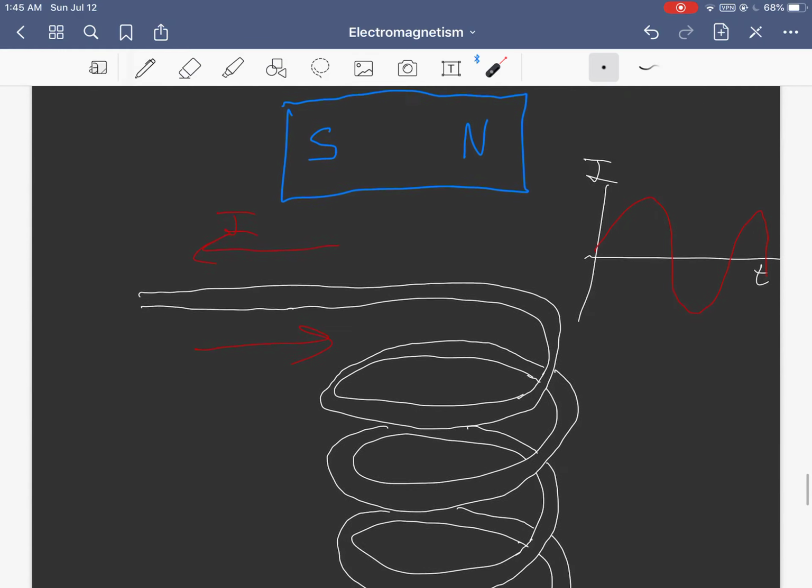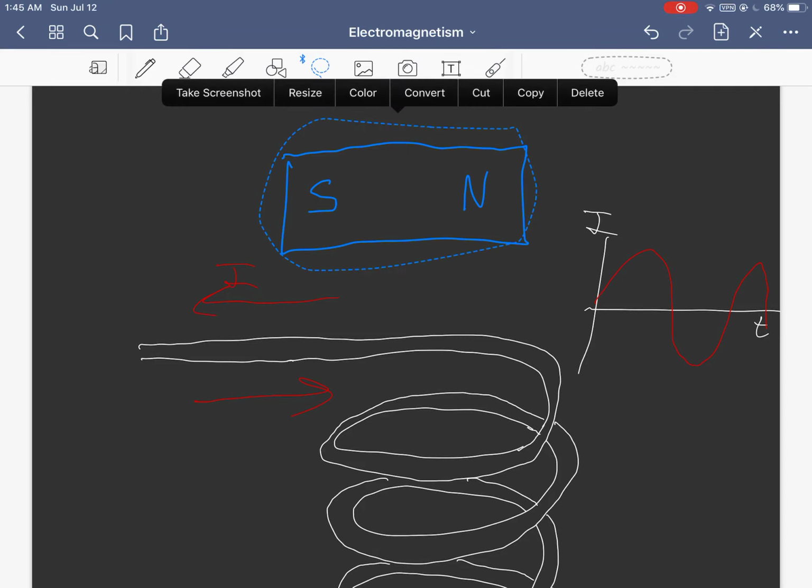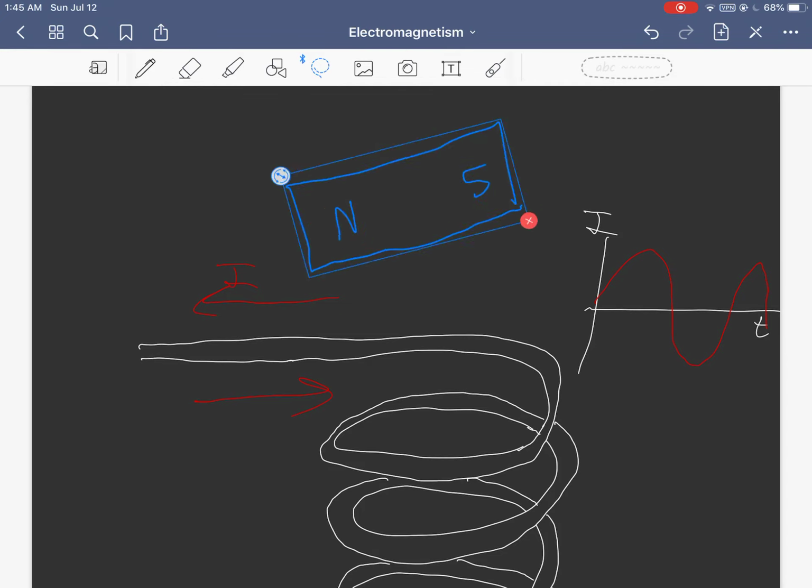Now, what we can do to make an even more efficient motor is, instead of just taking a bar magnet and dropping it down through the loop and then having to pick it back up and bring it back to the top, what you can do is you just take the magnet and you're going to spin it.